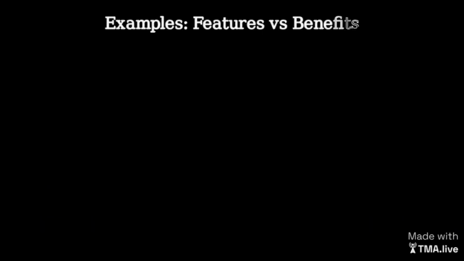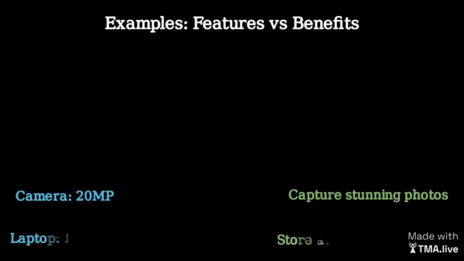Consider these examples. A camera with 20 megapixels is a feature, but the benefit is capturing stunning photos. A laptop with a 1 terabyte SSD is a feature, but the benefit is storing all your important files. A car with 300 horsepower is a feature, but the benefit is enjoying powerful acceleration.